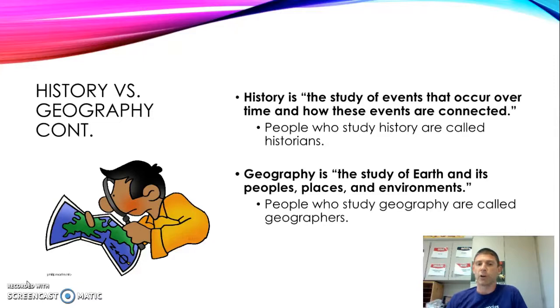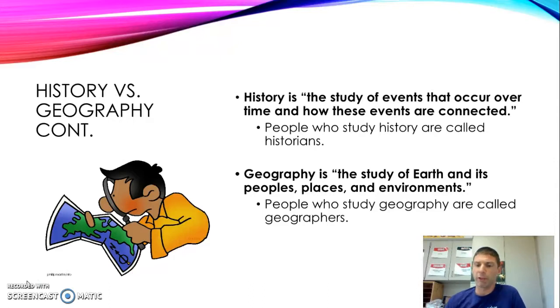History is the study of events that occur over time and how these events are connected. So part of what we study in this class is history. Not just the past, because really what I just said a minute ago is technically in the past too. It's the study of all these things that have happened and why they're important and how they connect together. Geography is the study of Earth and its peoples, places, and environments.